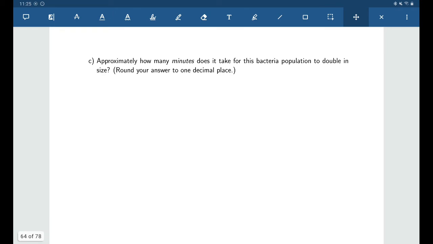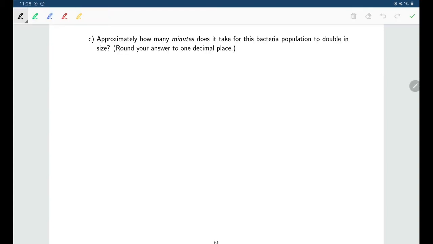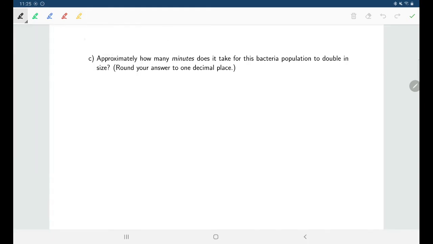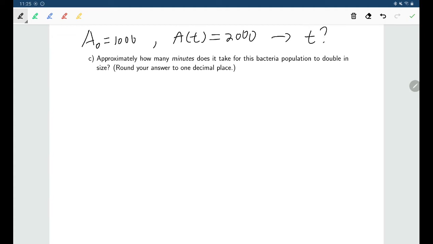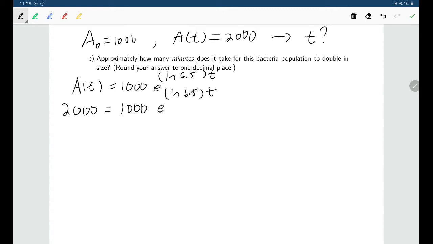Okay, so next question, we want to know how many minutes does it take for this population to double in size? So if we are reminding ourselves here, we started out with the original amount of bacteria being 1,000. So we're imagining that the population is going to double and turn into 2,000. And we want to know what is t, what is time. So we start off with, we know A of t is 1,000 e to the natural log of 6.5 times t. And we want our final amount to be 2,000. And we just need to solve for t.